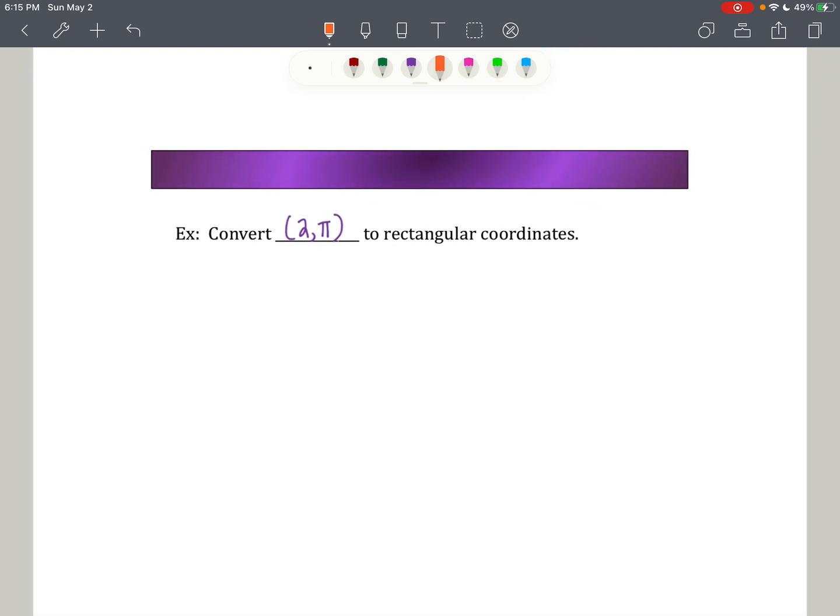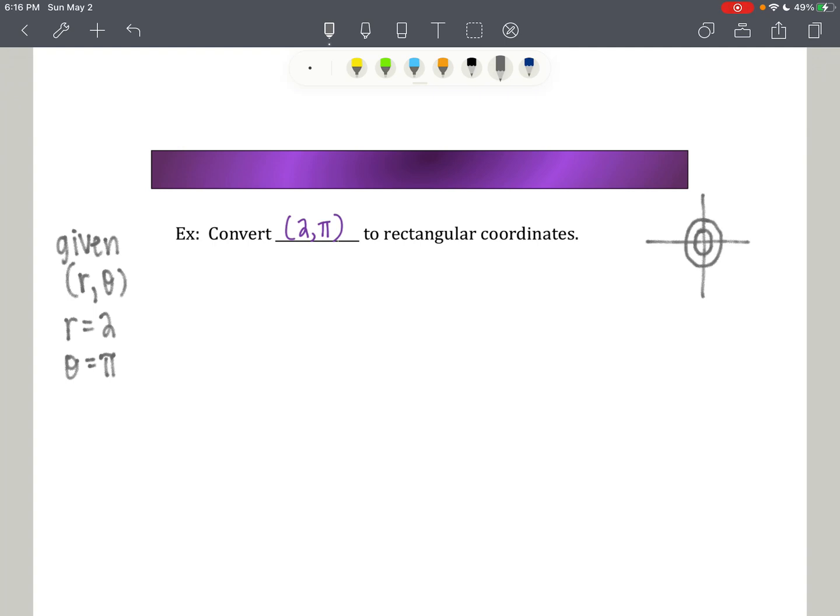Okay, we're going to convert (2, pi) to rectangular coordinates. That means that (2, pi) are polar coordinates. So when we have those polar coordinates, that means we have r, theta. So we're given r and theta, where r is equal to 2 and theta is equal to pi. I'm actually going to plot this, just draw a rough sketch of it. We only have to go out 2 circles.